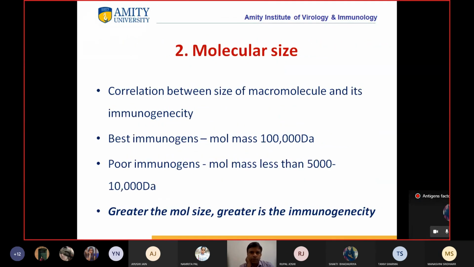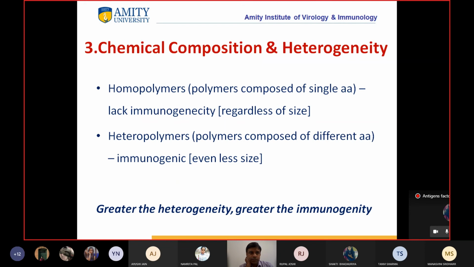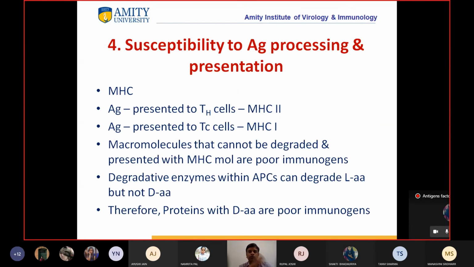Now we have talked about all these factors: foreignness, molecular size of the antigen, chemical composition, heterogeneity, and complexity. Another factor is susceptibility to antigen processing and presentation. As I discussed very briefly in the last class, what happens when an antigen enters our body? Suppose a pathogen has entered our body. The antigen presenting cells will capture the pathogen.